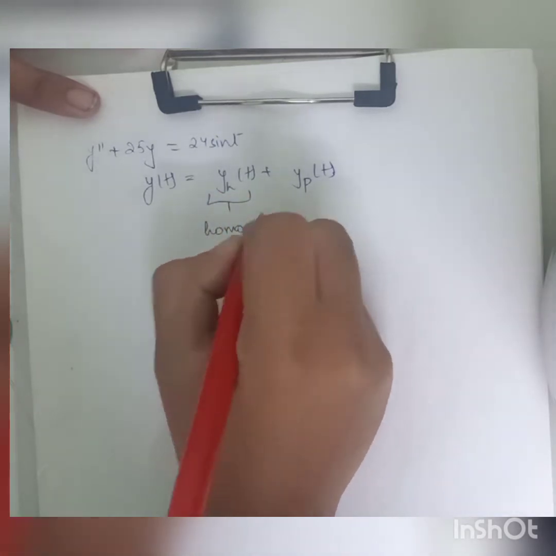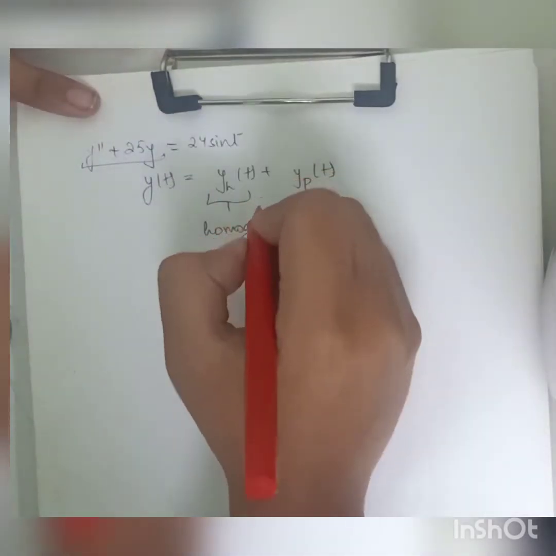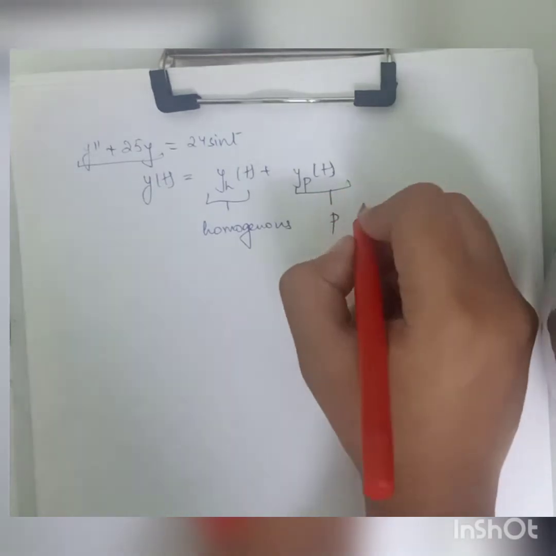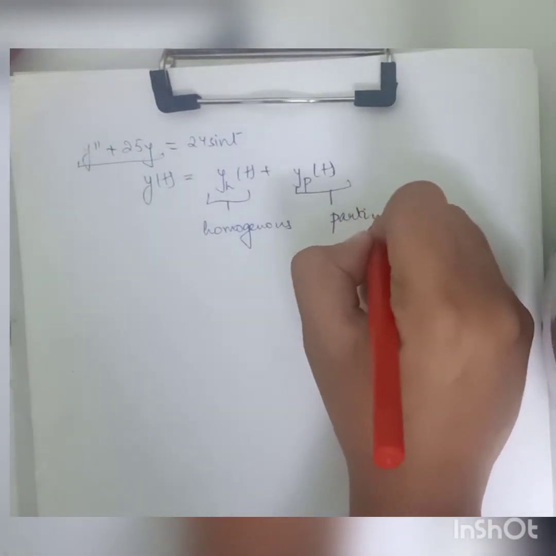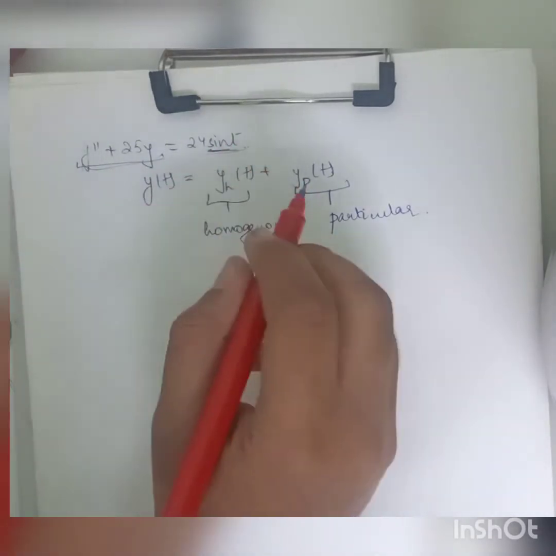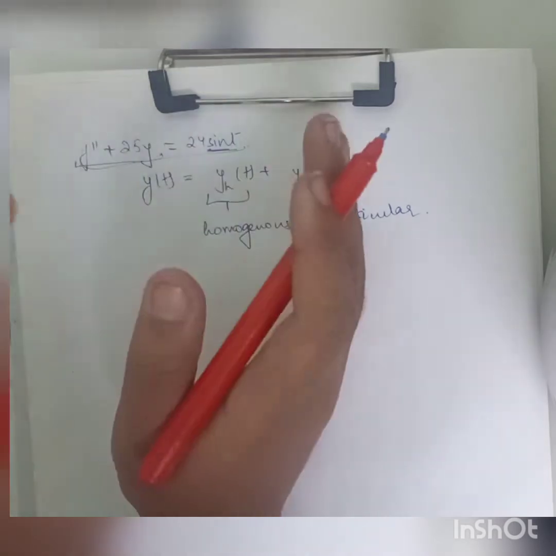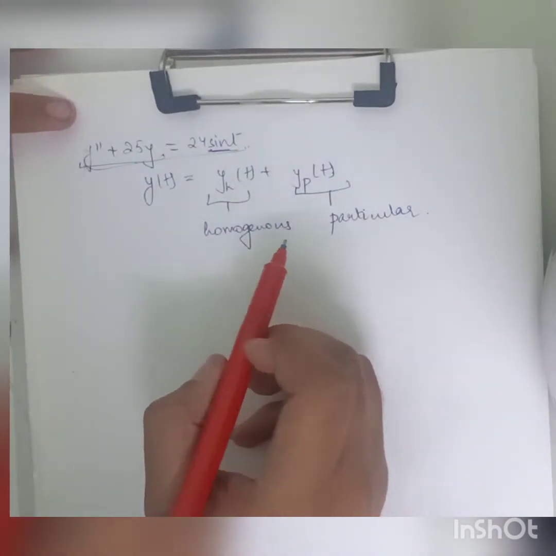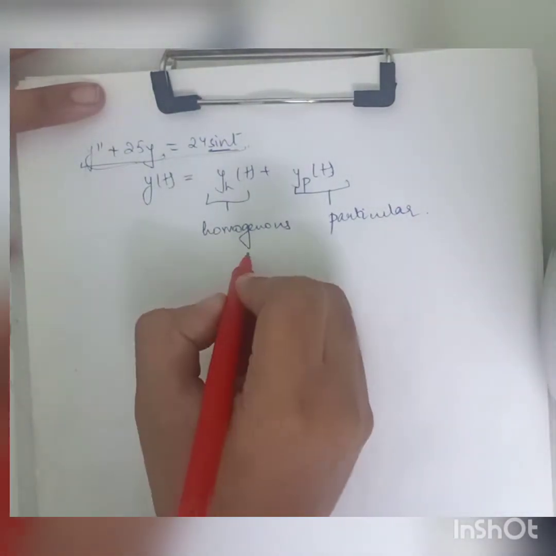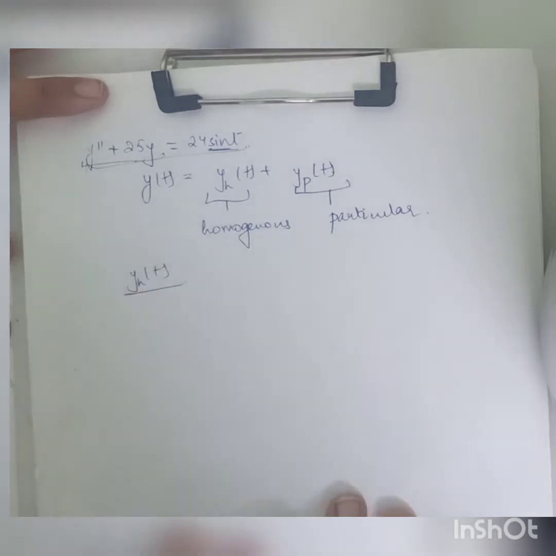Homogeneous part of the equation means when we take only this part, which is the characteristic equation, right? The other part means the particular solution, where we take a value of y for which the sin t can get cancelled. So two parts: the homogeneous part and the particular solution part. We'll first solve the homogeneous part, yh(t). How do we solve this?